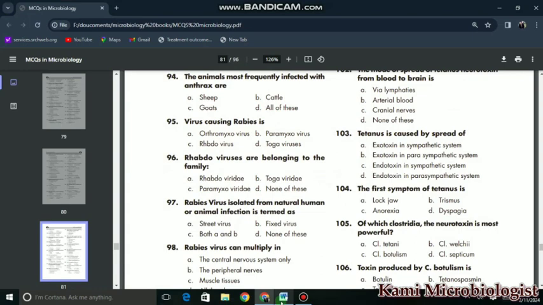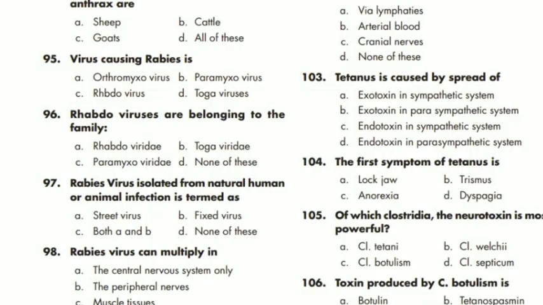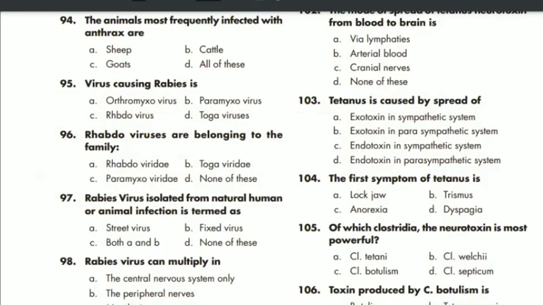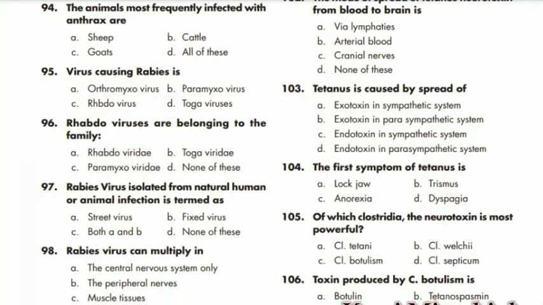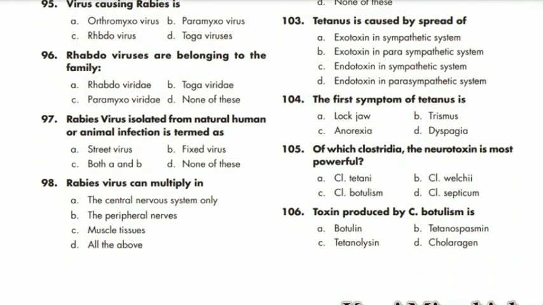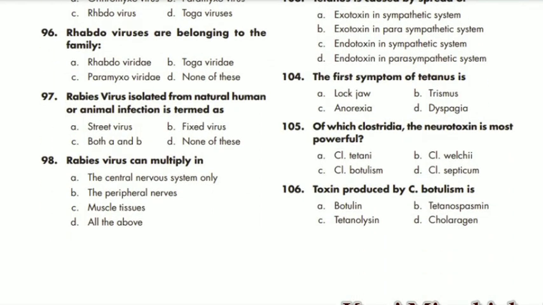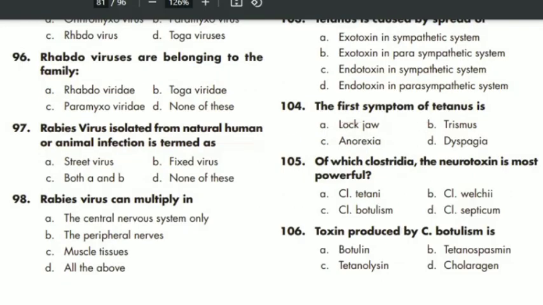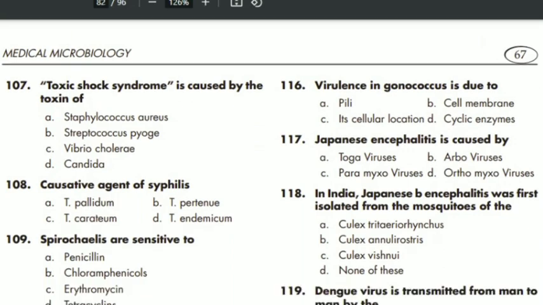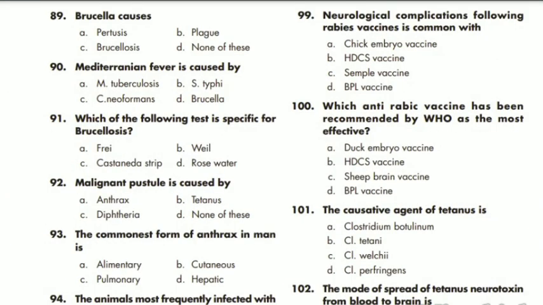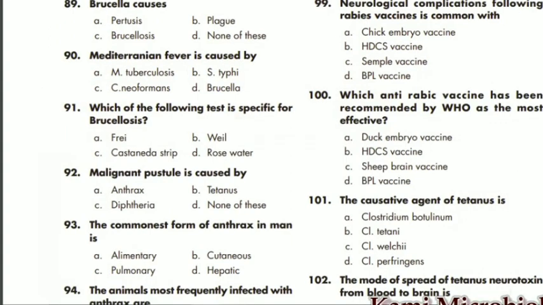96, the virus causing rabies is Rubella virus. Rubella virus belongs to the family Rhabdoviridae. 97 MCQ says that the rabies virus isolated from natural human or animal infection is termed the street virus. That is the correct option. 98 MCQ says that the rabies virus can multiply in the central nervous system and peripheral muscle tissue. So we can say all of the above. D is the correct option. Neurological complication following rabies vaccine is common with the simple vaccine. C is the correct option.